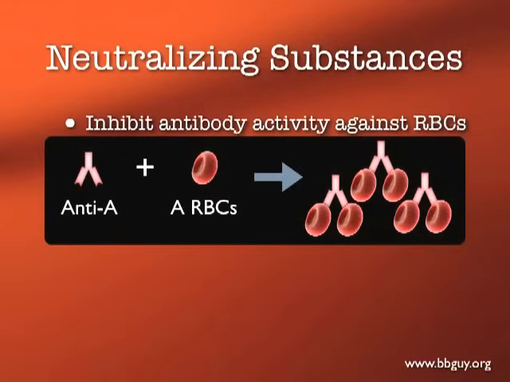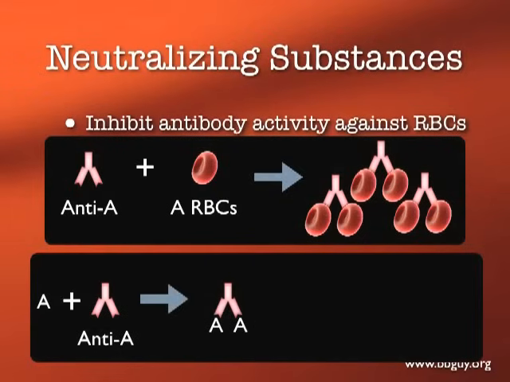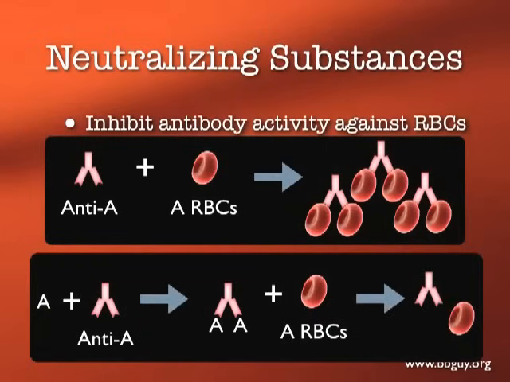Okay, but what would happen if before you did that, you threw in soluble group A, or group A antigen? In other words, it's just floating free. You mix that with your anti-A, and then add that to the mixture that contains group A RBCs. You actually get neutralization. All the binding sites of that anti-A are taken up, so that in the end you end up with unagglutinated red cells.